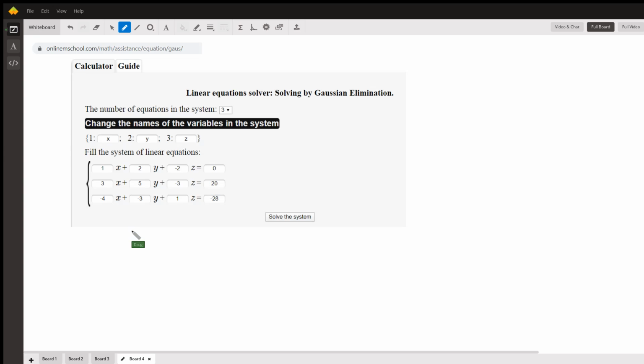So here on board 4, there's the URL to this online Gaussian elimination calculator. I changed the names of the variables from x sub 1, x sub 2, x sub 3 to x, y, and z, entered the coefficients and the constant terms here to form an augmented matrix, and click solve the system. And everything I just showed you is what appears in order. So you can study that a little more carefully and actually go to this calculator and try it yourself. So there you go.